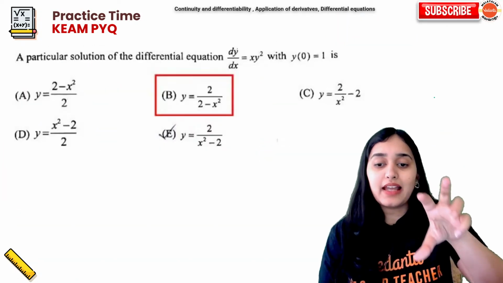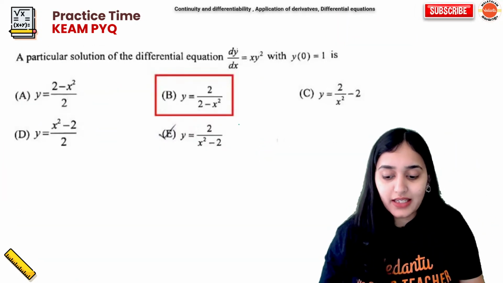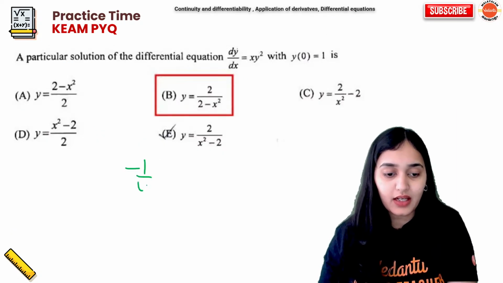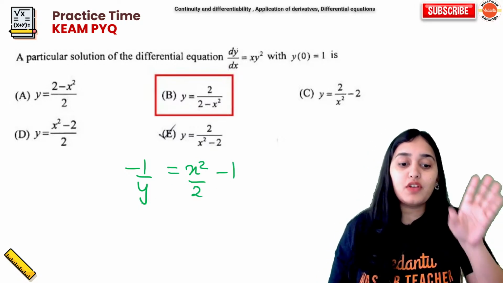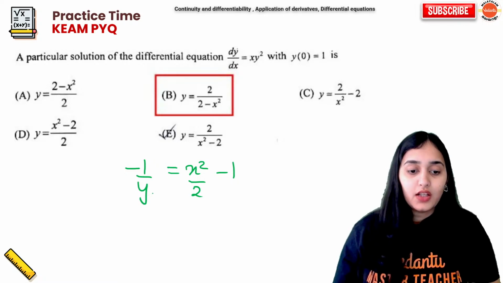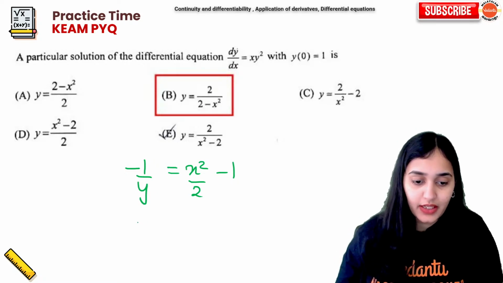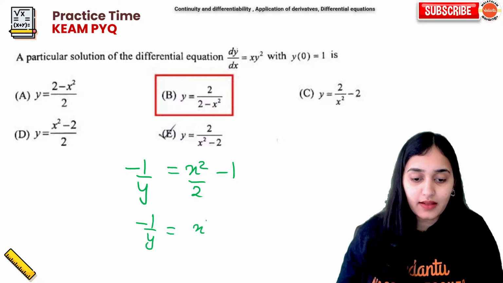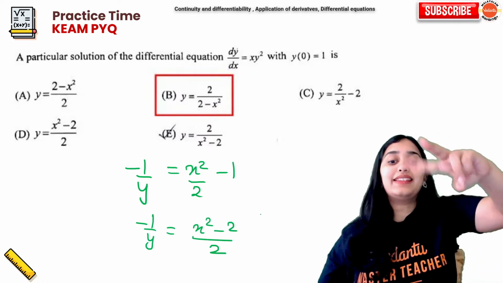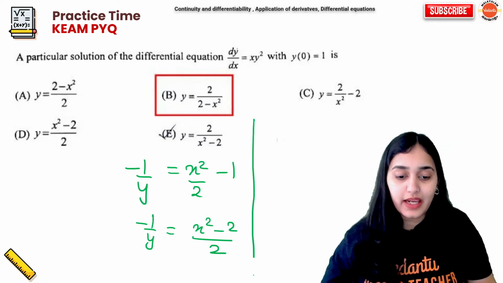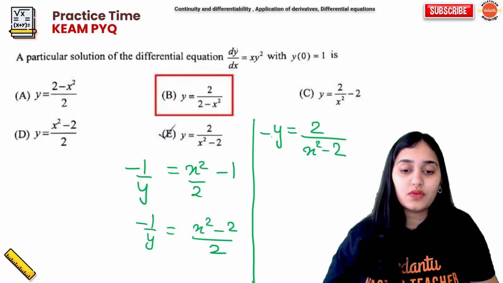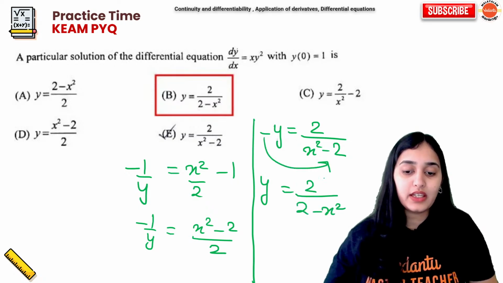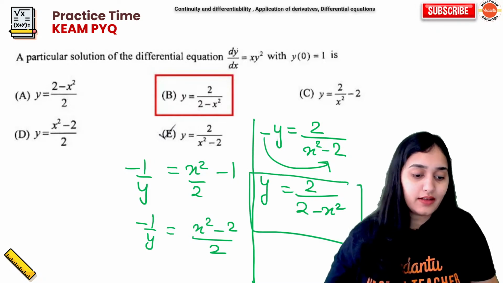Now just look at the options, which option is matching this. All the options are given like this, so you can simplify it further. Suppose you have minus 1 by y is x square by 2 minus 1. Put y on one side, x on the other side. Minus 1 by y is basically x square minus 2 by 2. Do the reciprocal, and you get minus y is 2 upon x square minus 2. So y will be 2 upon 2 minus x square, because the minus sign will change the sign, and you get the answer.